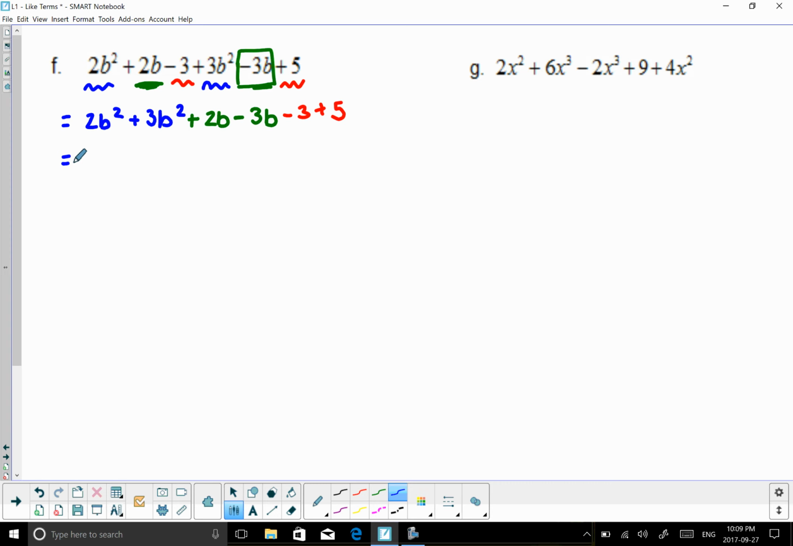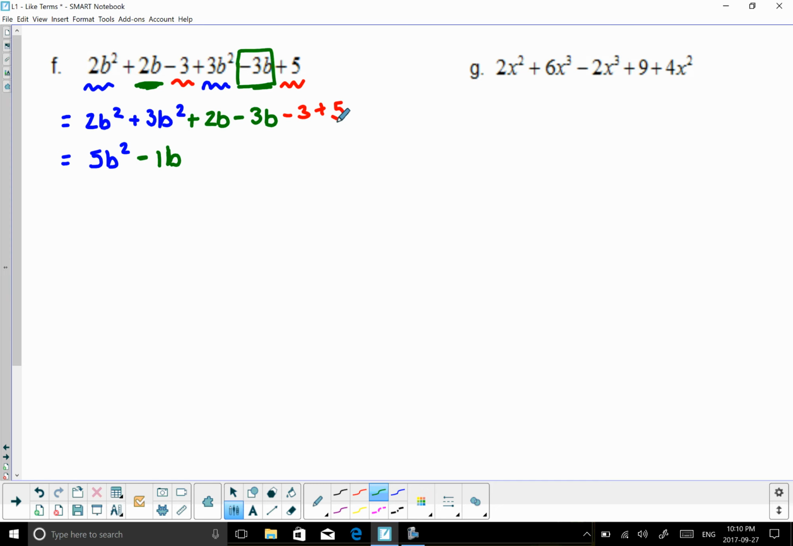Now we're going to add them or subtract them depending on the operation. So I have 2 b squareds and I'm adding 3 b squareds. That gives me 5b squared. Now I have positive 2b and I'm subtracting 3b. There's more negative than positive. It's definitely going to be a negative answer. Then you just have to do 3 minus 2 and you get 1b. You don't have to write the 1.